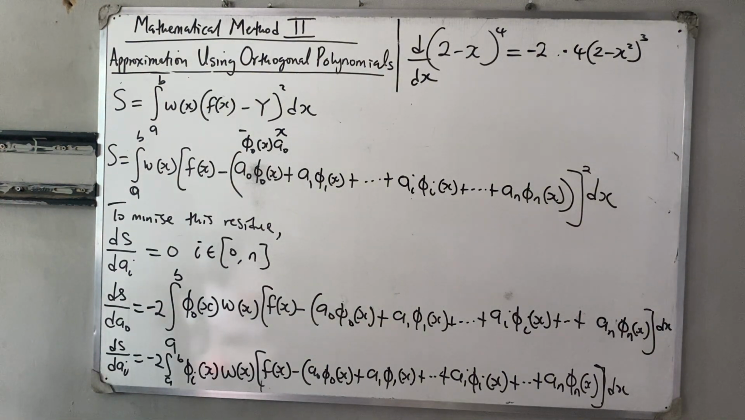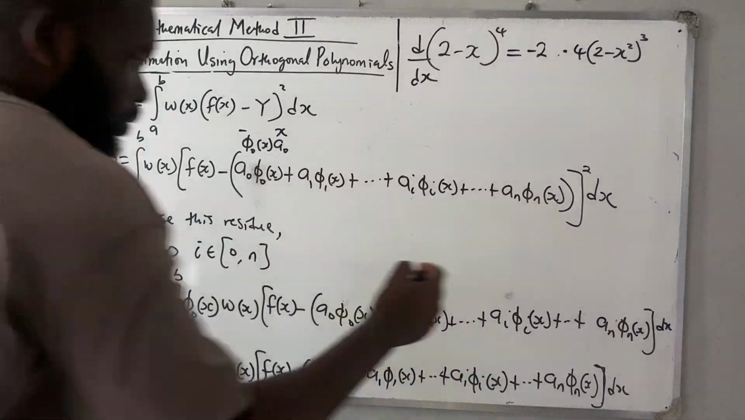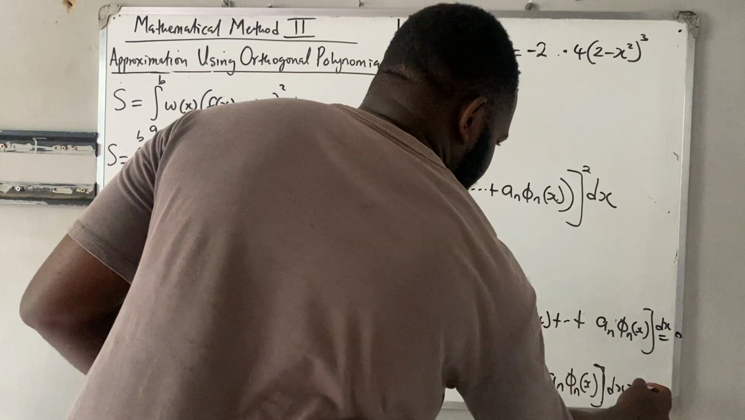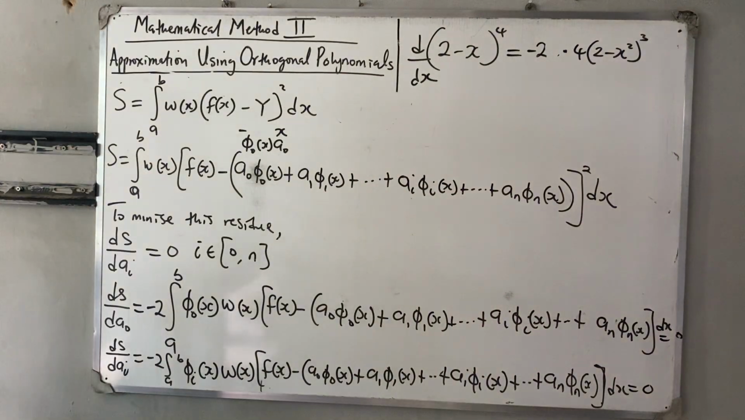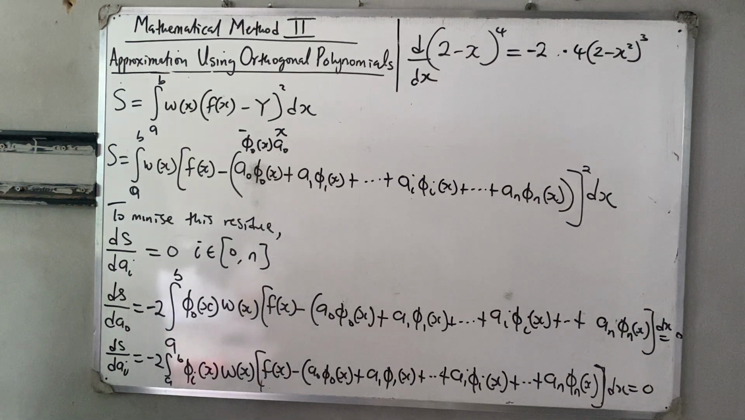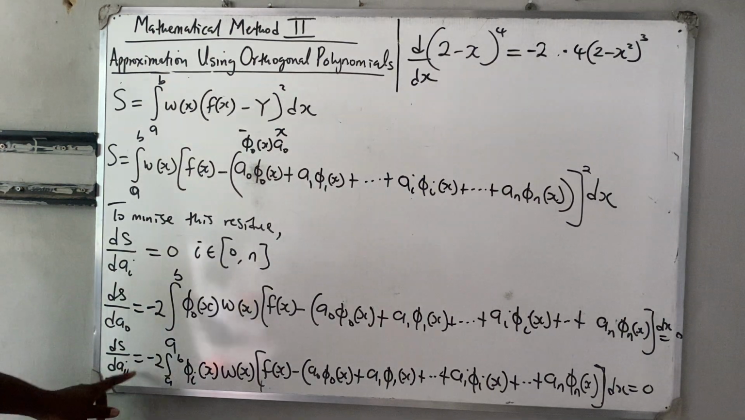Okay. So now, with this said, you know that all these things must be equal to 0. This one will be equal to 0, and this one will be equal to 0. So you should know that this is the one we are minimizing. Remember that we need that particular thing that minimizes the residue, and that particular thing that minimizes it is this one.